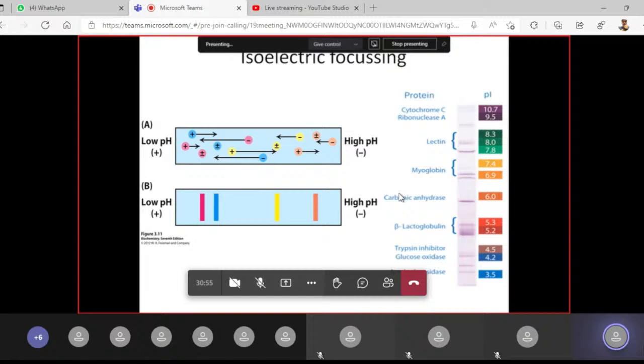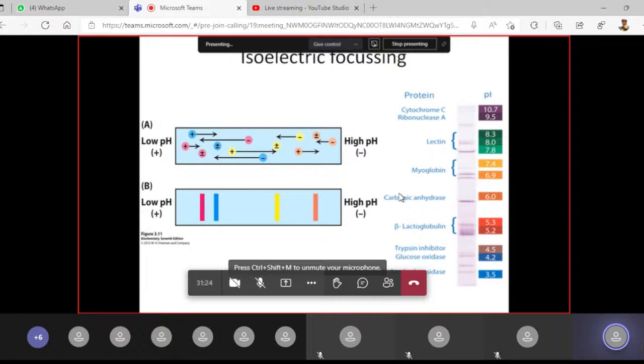You can cast a gel which is varying in pH. Then you can load your samples, and samples will be positively or negatively charged based on the pH, and they will start moving, and when they reach the isoelectric point, they will stop moving and form a band at that point. Is this clear now to everyone, isoelectric focusing?